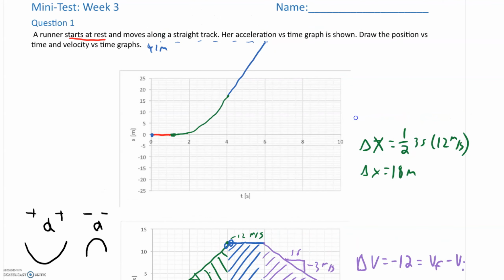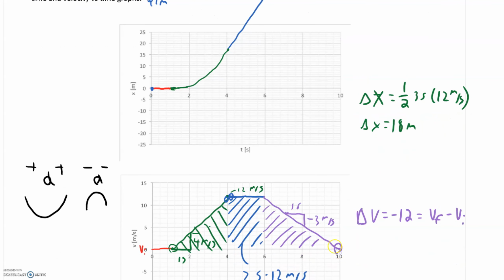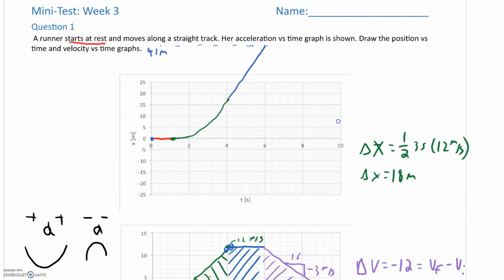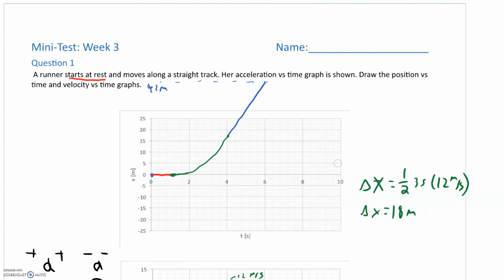We also know that at t equals 10 seconds, the slope of my position graph should be 0. And at t equals 6 seconds, it has the same velocity, so the slope should match. So this should start with the same slope here, and it should level off at t equals 10 seconds. And it's going to be concave down. So we can guess that the position versus time graph is going to look something like that.